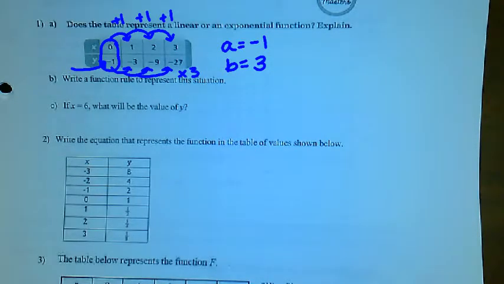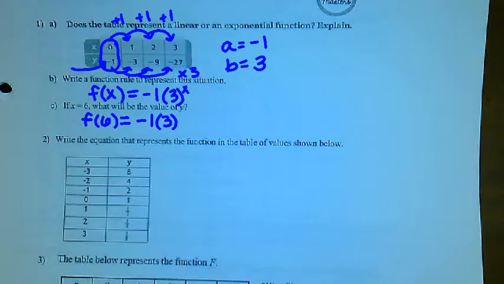Our function, remember it says function rule, it's just the way that we describe it. So f of x is equal to -1 times 3 raised to the x power. The next thing it wants us to do is evaluate. So if x is equal to 6, what will our y be? Remember the way we did this the other day, you're just going to substitute that in. So go ahead and put 3 raised to the 6 power in your calculator.